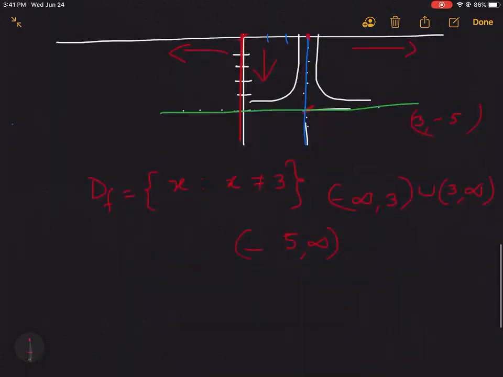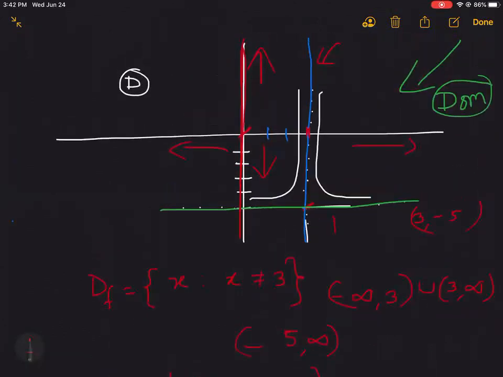Or if you want to write in a set notation, it will be y such that y is greater than -5. Because I can see that my graph is not going below this y equals -5 line. Okay.